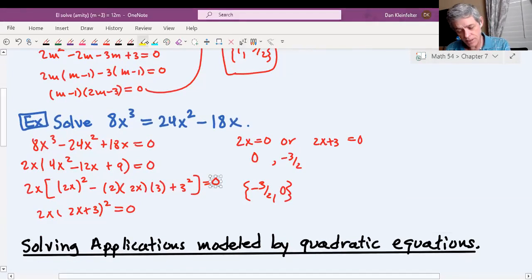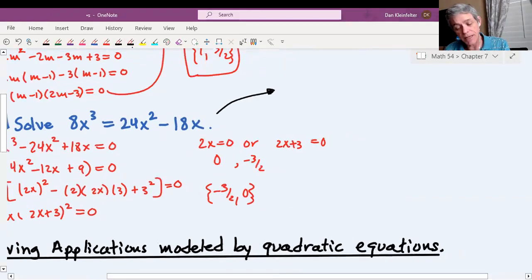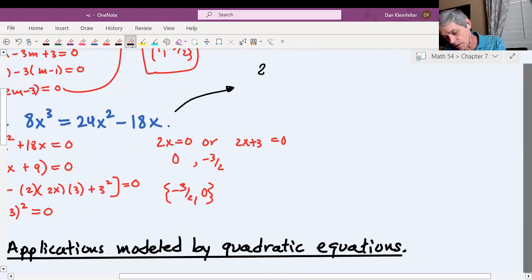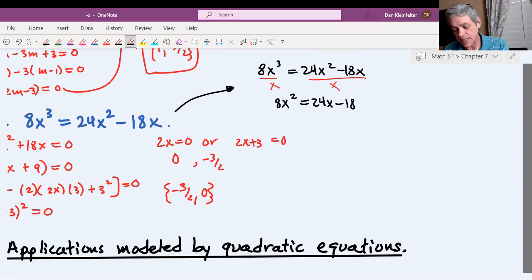I did want to mention one commonly occurring mistake with equations like this, just so that you're less likely to make it. So let me read the equation. We have 8x cubed equals 24x squared minus 18x. One thing I see people do is say, okay, well, I see there's a common factor of x here, so let's just divide both sides by x, and that'll quote unquote simplify things. So this would give us 8x squared equals 24x minus 18.